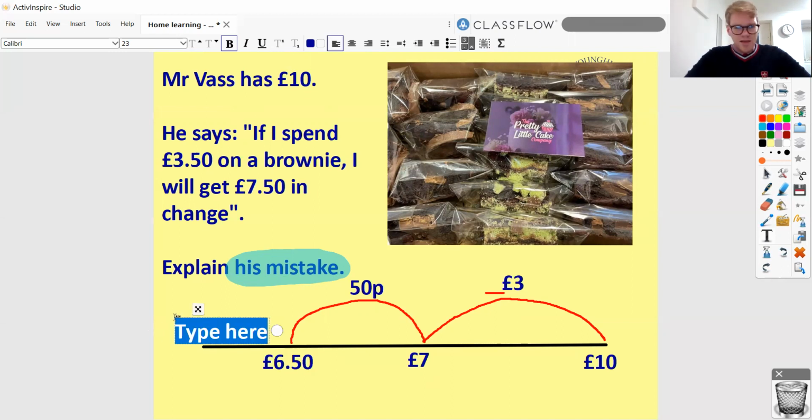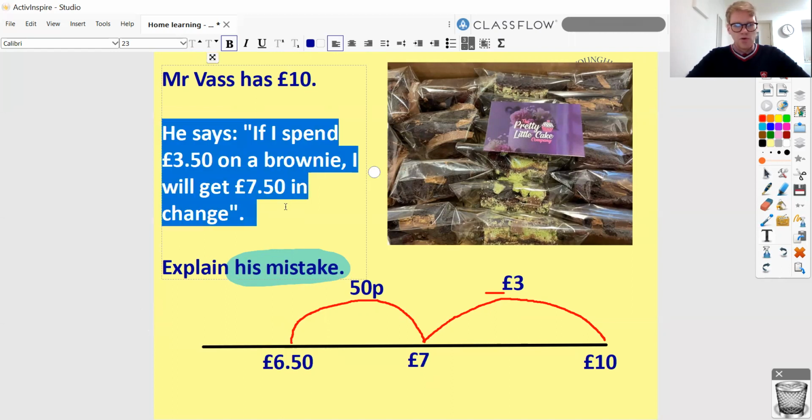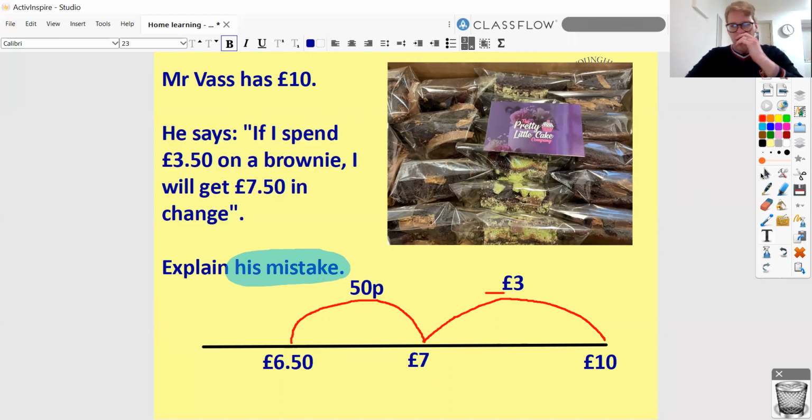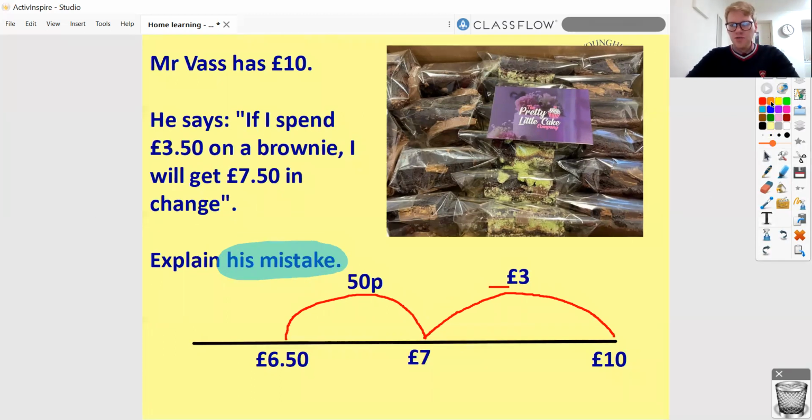Right. So let's have a good think then. What was the mistake that I'd made here? I'll get £7.50 in change. What was the mistake I'd made? I can already see that my issue was with this digit here. So I think one good thing we could say in the answer is that it should be £6.50. But I think we can actually go a step further and really try to explain what had gone wrong.